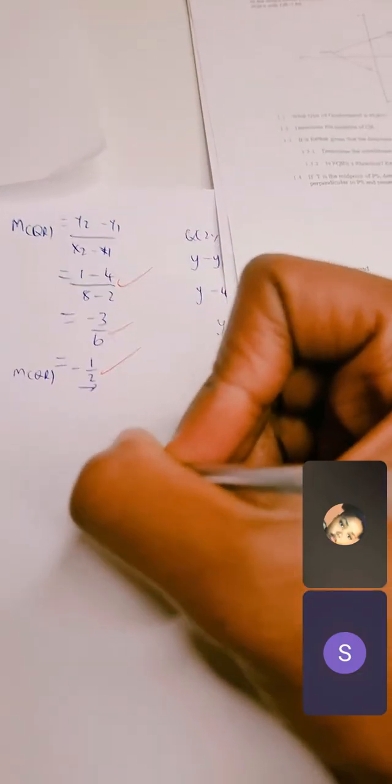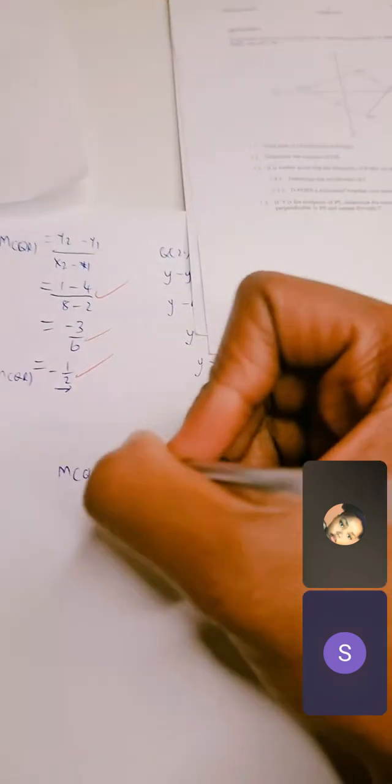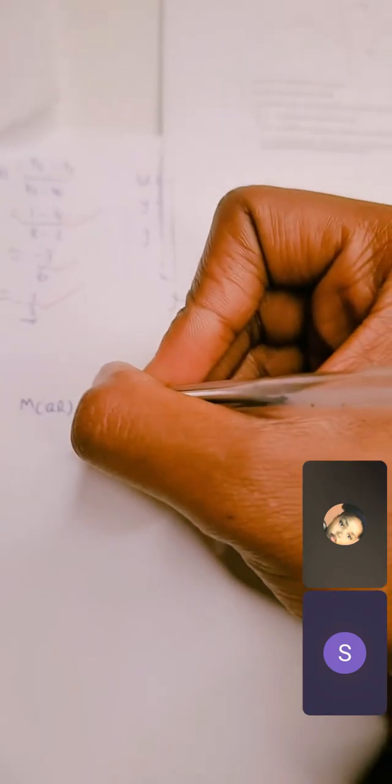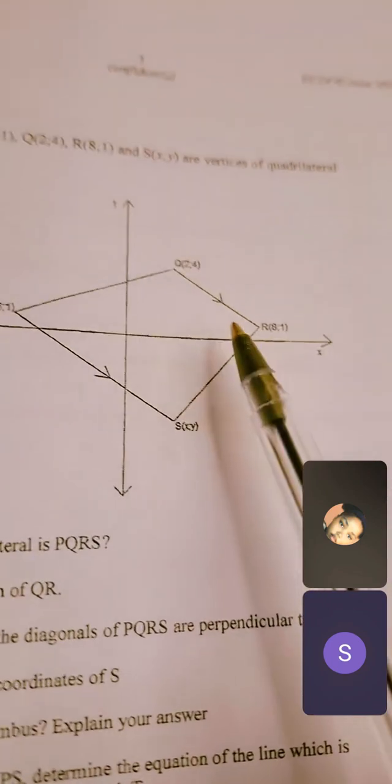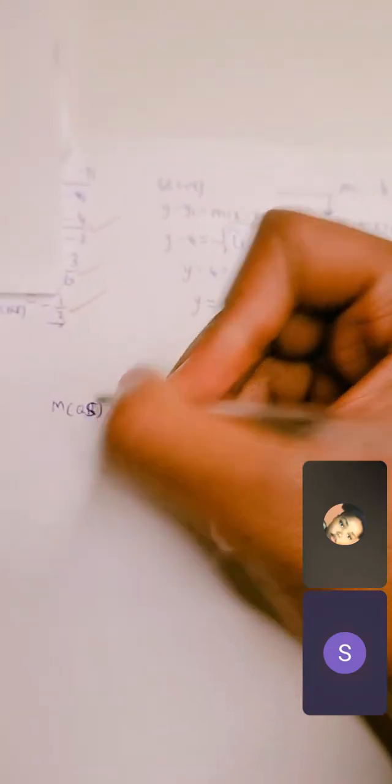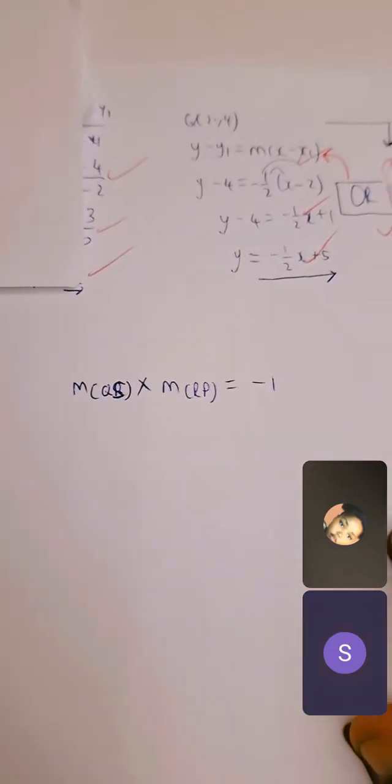Okay, so let's do this. Jimmy, why don't you start that? So the gradient of QR times the gradient of RP, what is it going to be equal to? Negative 1, because we are told that it's perpendicular. Yeah, so gradient of... not QR, man. Gradient of QS and gradient of RP.